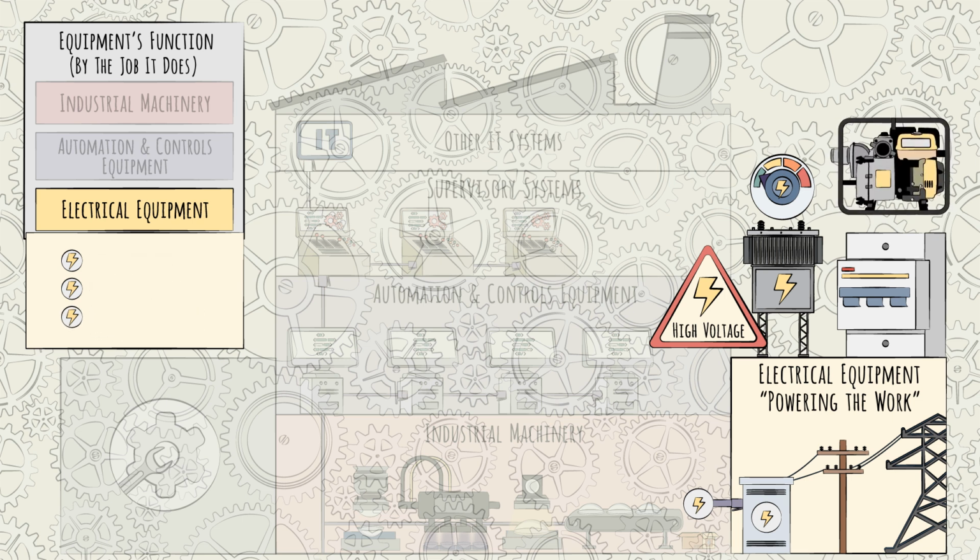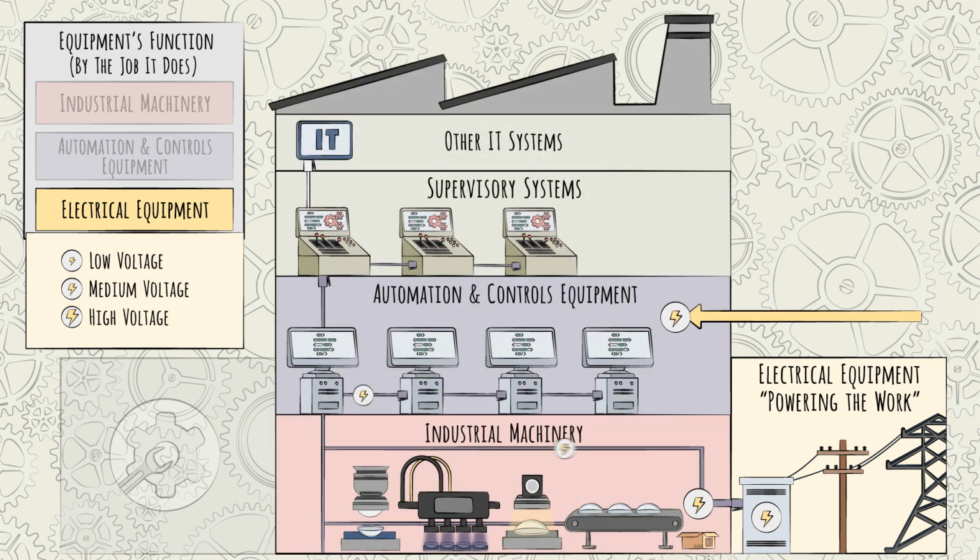All this equipment is categorized in a different way, by the voltage of the electricity in question: low, medium, and high voltage equipment. In simple terms, low voltage equipment will be used to move low voltage electricity within the factory, high voltage equipment will be used on the power grid, and medium voltage equipment will connect the two.